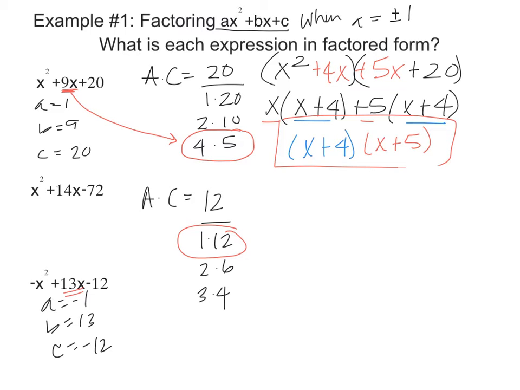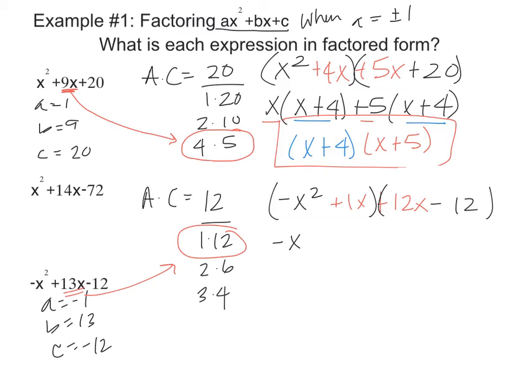Okay, so let's go ahead and start rewriting. So we have negative x squared and we have negative 12. But remember, we're replacing the 13x with 1x and 12x. Now we need to group the first two and the last two. So at this point, we need to ask ourselves, what can I factor out of negative x squared and positive 1x? It doesn't seem very obvious, but you can actually factor out a negative x.